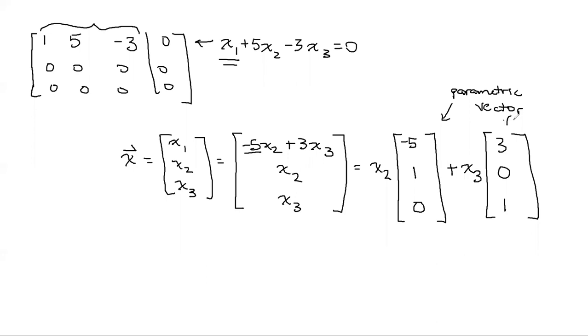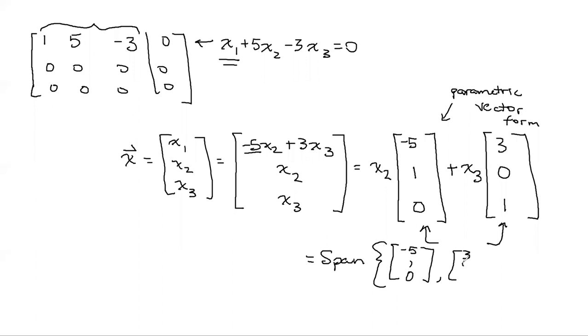This is our parametric vector form with solution sets. You'll notice that x2 and x3, again, can be anything. So that means that any linear combination of these two vectors is a solution. So another way of writing the solution set is it's the span of these two vectors, minus 5, 1, 0, and 3, 0, 1.